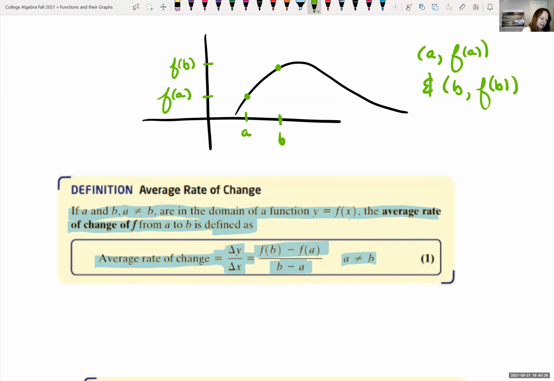So I can find the slope between those 2 points, or the average rate of change between those 2 points, if I find the slope of that line. So f of b minus f of a all over b minus a. And so that's what the average rate of change is. This line that joins those 2 points, that is called the secant line.